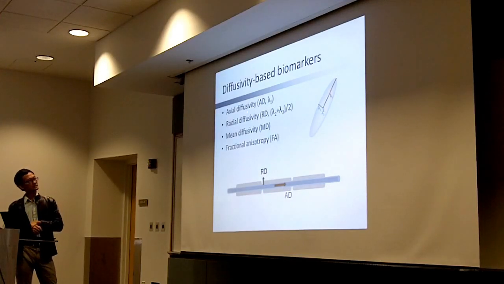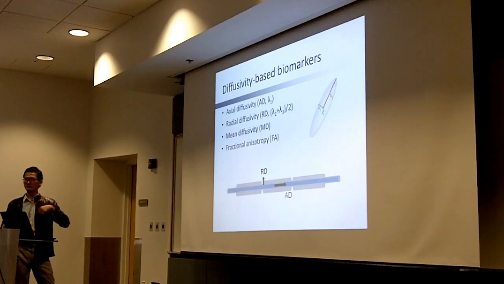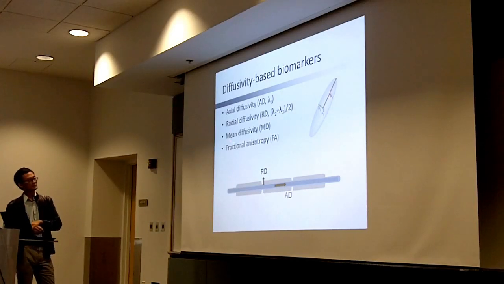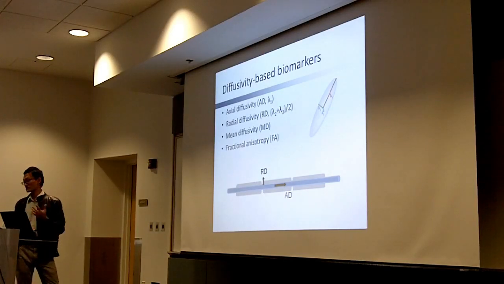One is axial diffusivity. That's the diffusivity along the axonal direction. Radial diffusivity is the diffusivity across the axon. So people use it to evaluate myelination or demyelination. Mean diffusivity just takes an average of all the diffusivities, and shows you the overall velocity of water diffusion.